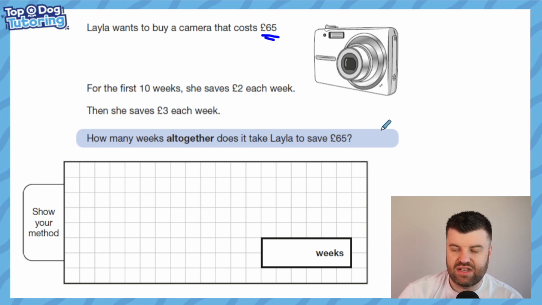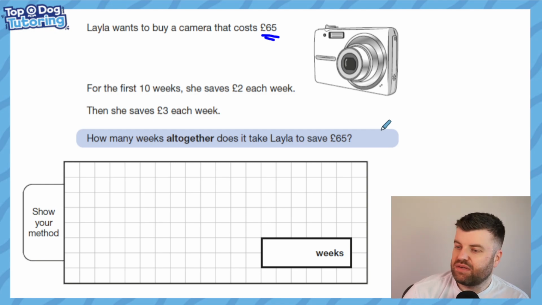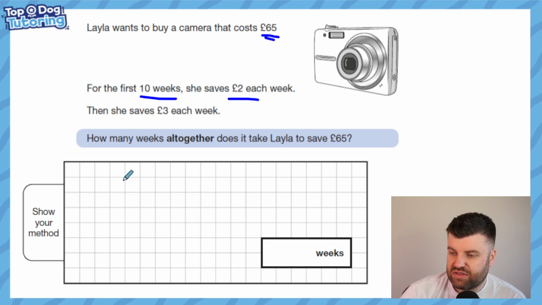Now, this is an example of a question where it's completely different to the ones we've looked at so far. So far, I've been focusing on buying something, adding it up, working out change. That's one aspect of money. Here's a completely different aspect. Repeated addition, saving up to an amount. So let's work out the first 10 weeks first. For the first 10 weeks, it's £2 a week. So that's £20. So after 10 weeks, she has saved £20.